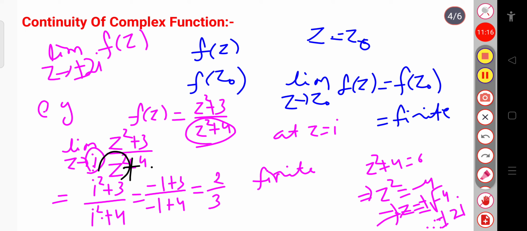So the final conclusion is that when we put the limit for which the function remains a finite value, then we can say that this complex function is continuous in nature.